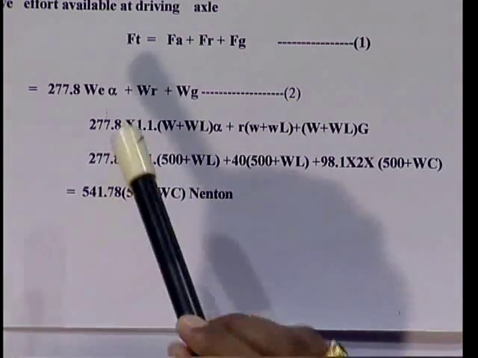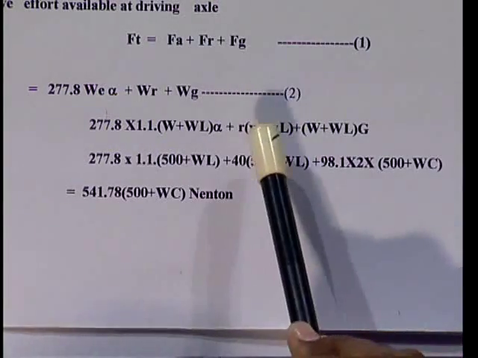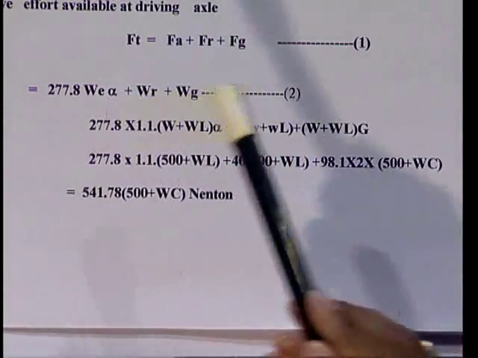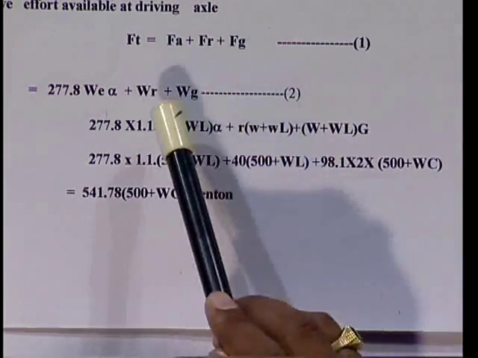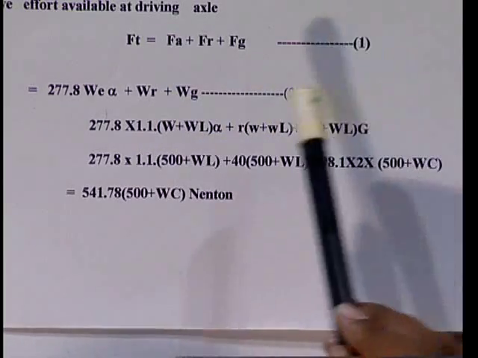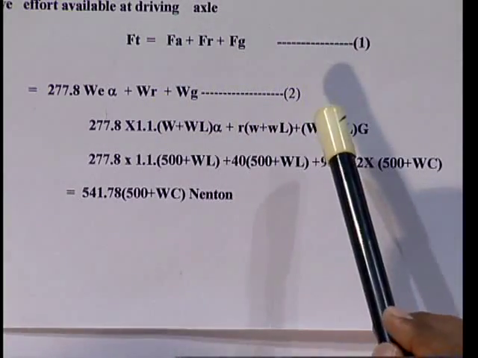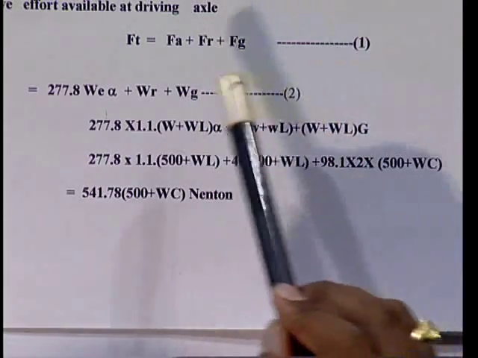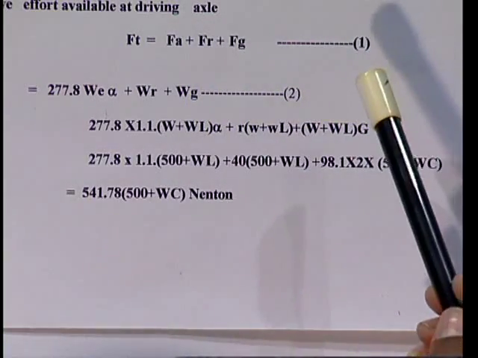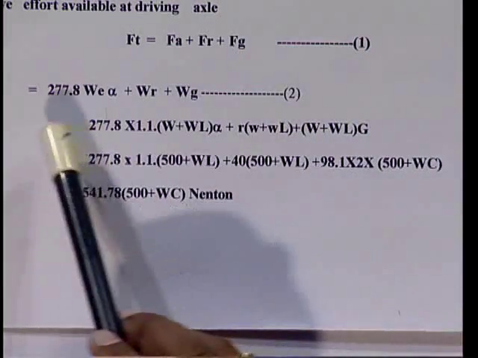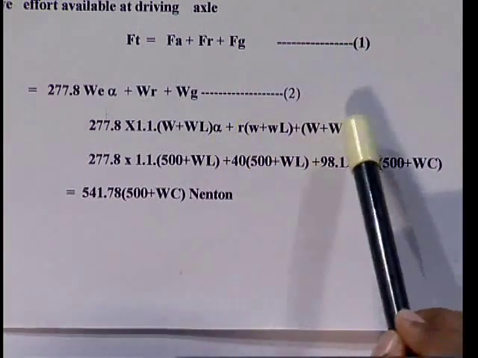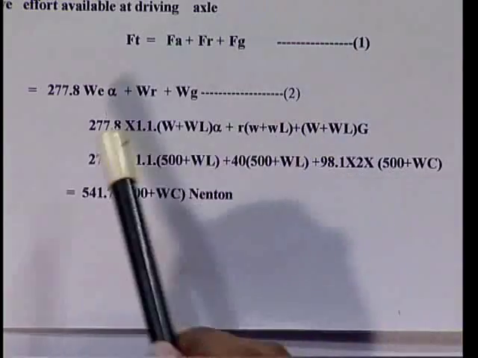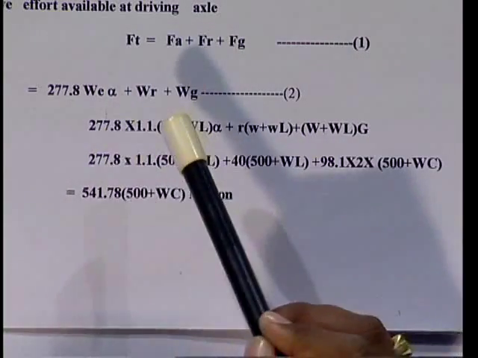In this, WE is the effective weight of the train, alpha is the acceleration, W is the weight of the train, R is the train resistance, and here W is the weight of the train and G is the gradient, up gradient. After substituting the given data values in the above equation, we will write the equation like this.